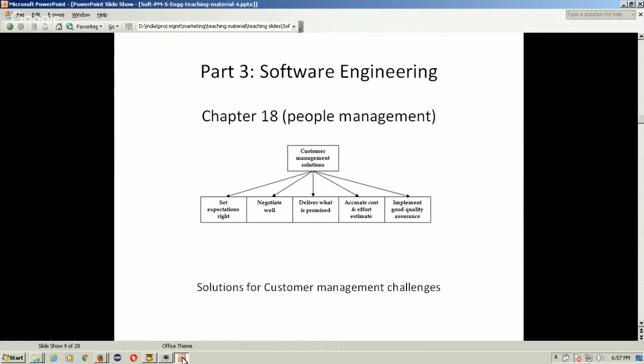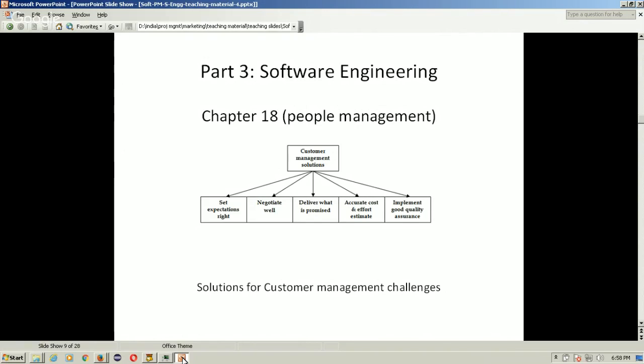Solutions for customer management challenges. So first of all, set expectations right. The project manager must be able to tell the customer the solid ground for coming at the figures for effort estimate and quality level, etc.